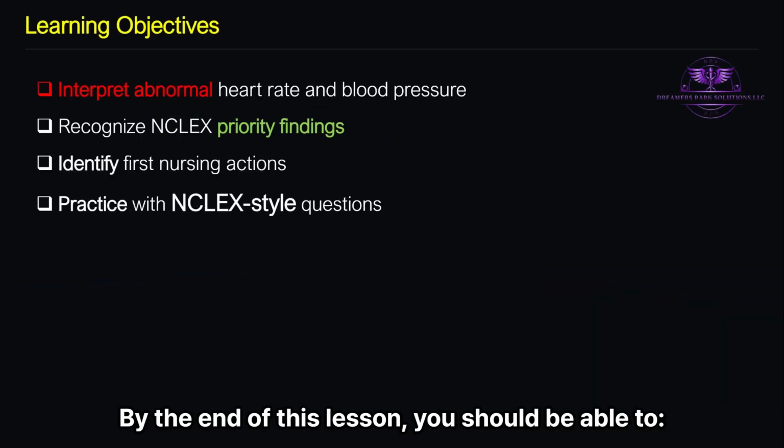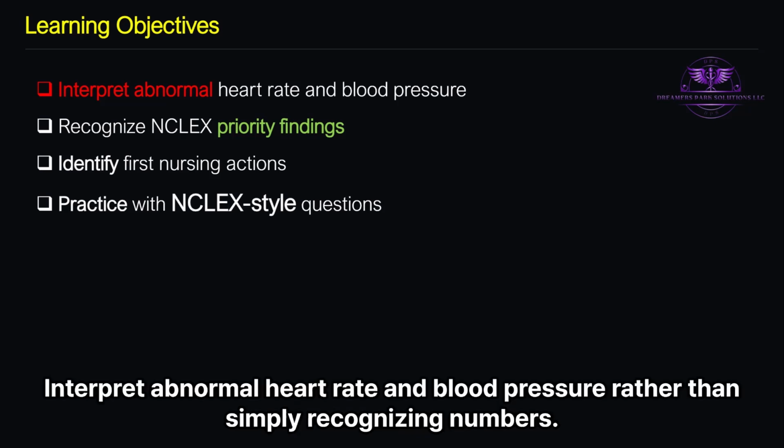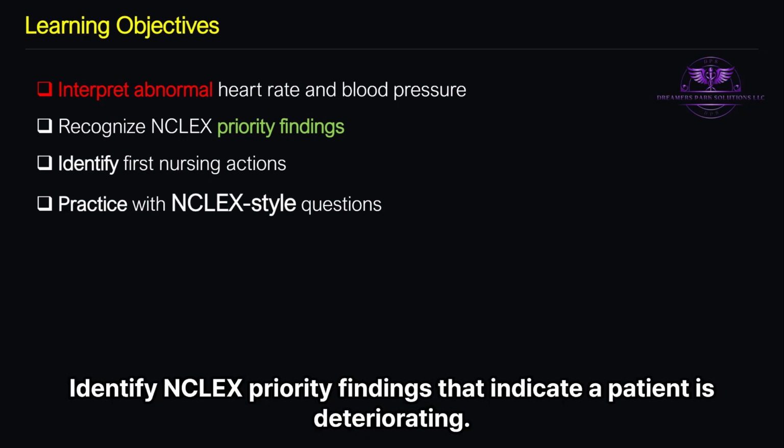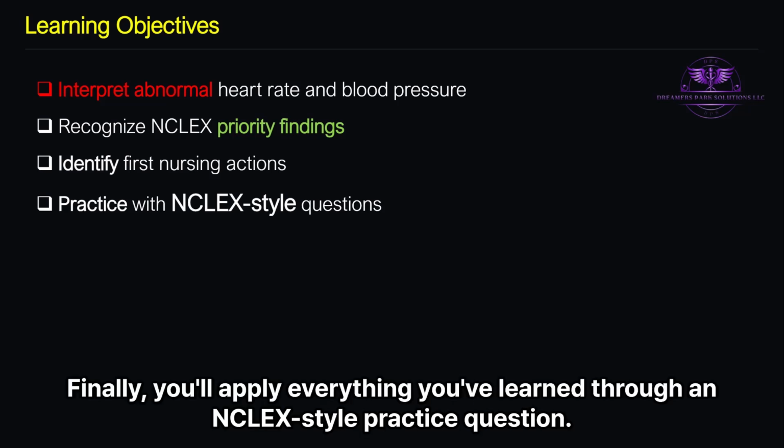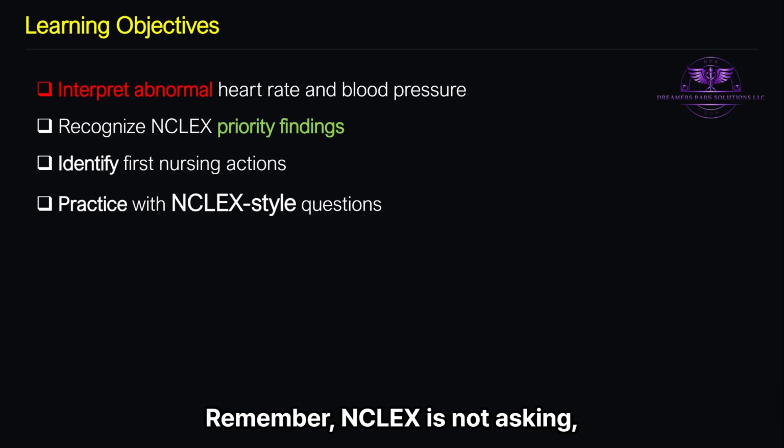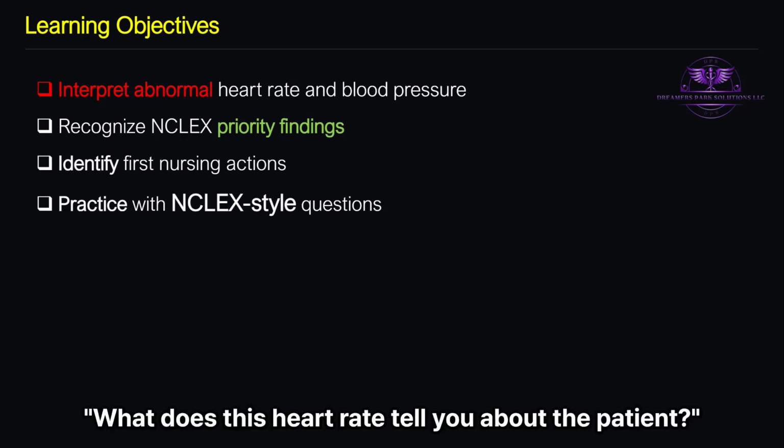Let's get started. By the end of this lesson, you should be able to interpret abnormal heart rate and blood pressure rather than simply recognizing numbers. Identify NCLEX-RN priority findings that indicate a patient is deteriorating. Choose the correct first nursing action using clinical judgment. Finally, you'll apply everything you've learned through an NCLEX-RN style practice question. Remember, NCLEX-RN is not asking, "What is the normal heart rate?" Instead, it asks, "What does this heart rate tell you about the patient?"